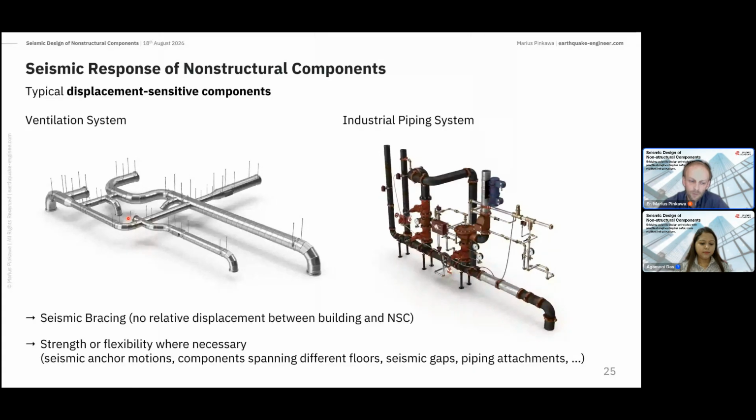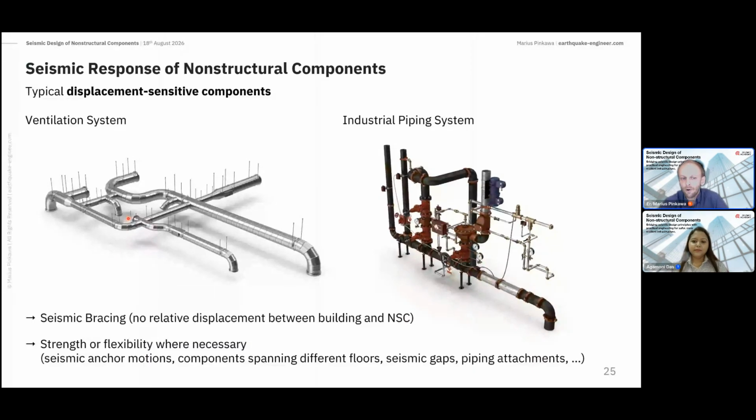But sometimes we have relative displacements. For example, in base isolated buildings, when we have seismic gaps, or components spanning different floors, like a piping spanning different floors. So flexibility is necessary, and then we have to provide flexible fittings or flexible connections.